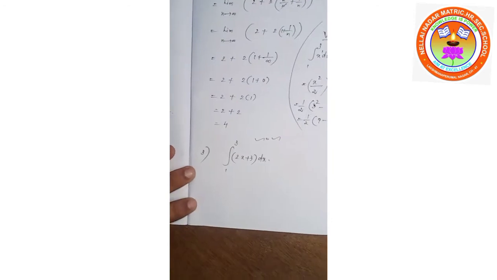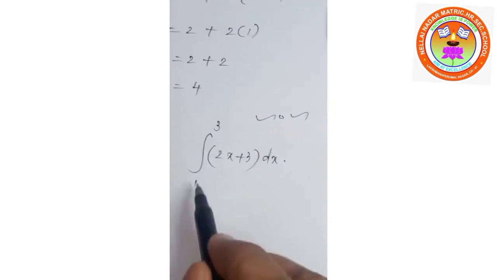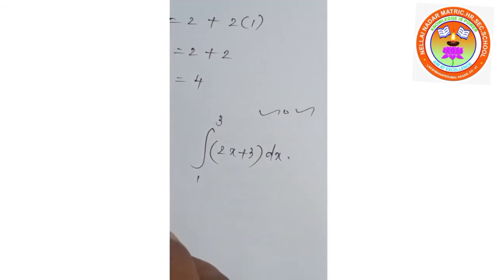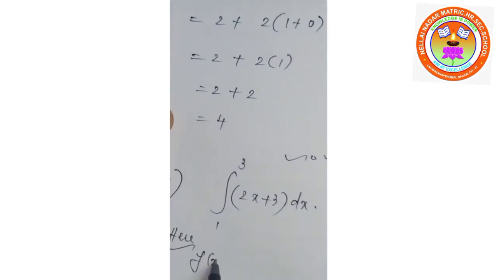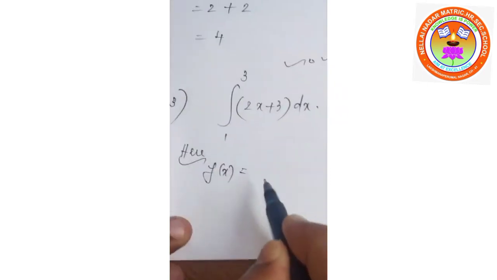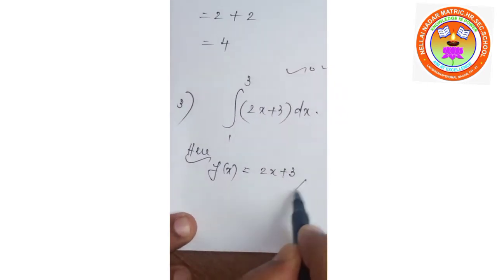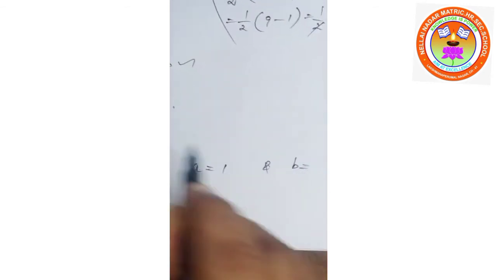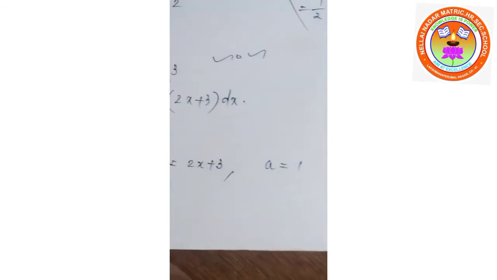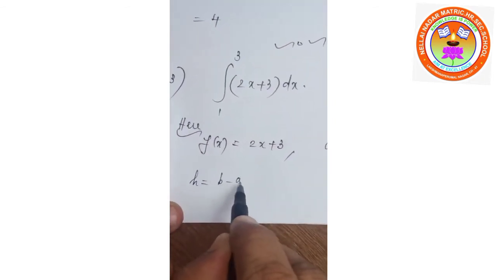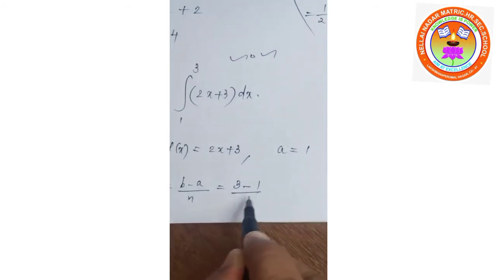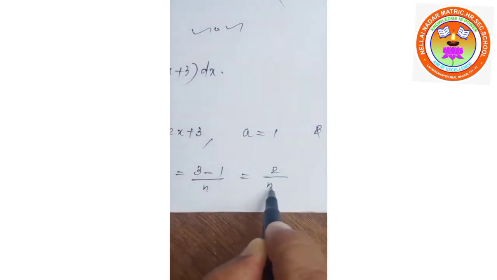Now problem number 3. Evaluate as the limit of the sum integral 1 to 3 of (2x plus 3) dx. Here f of x equals 2x plus 3. a is the lower limit 1 and b is the upper limit 3. Then you have to find h, that is equal to (b minus a) by n. That is 3 minus 1 divided by n, equals 2 by n.